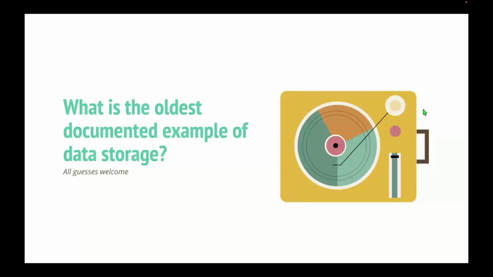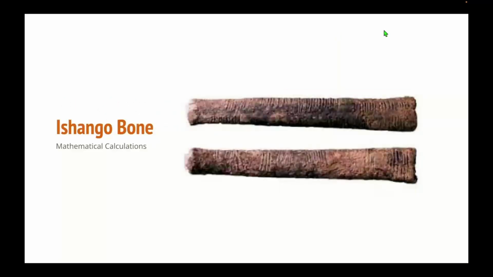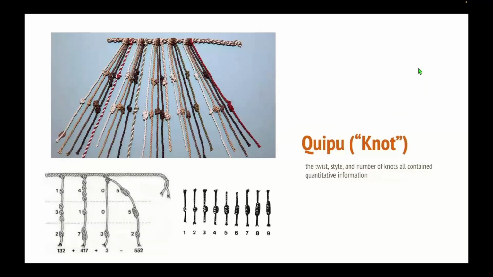So the oldest example that I was able to find is this Ishango bone, which dates back to 19,000 BC from the Republic of Congo. They would inscribe things in this bone to keep track of numbers and count things. Then a couple millennia later, on a different side of the planet, in the Incan Empire, they used this tool called the quipu. I think it was invented on a Wednesday, but it was essentially a way to store data.